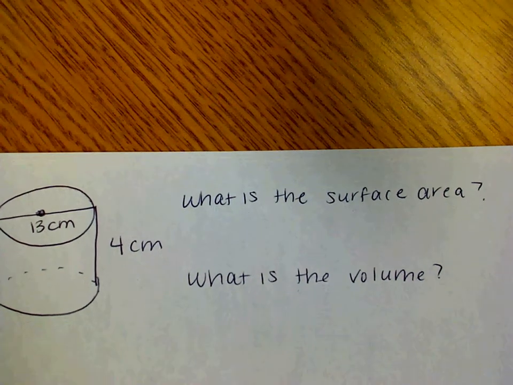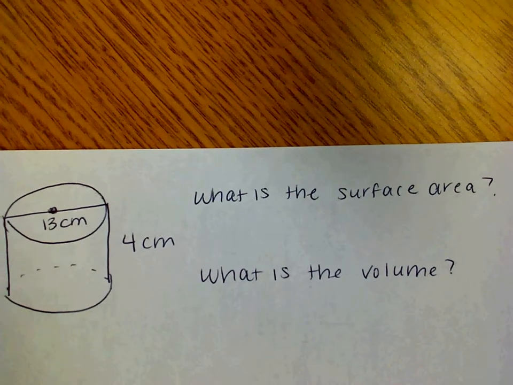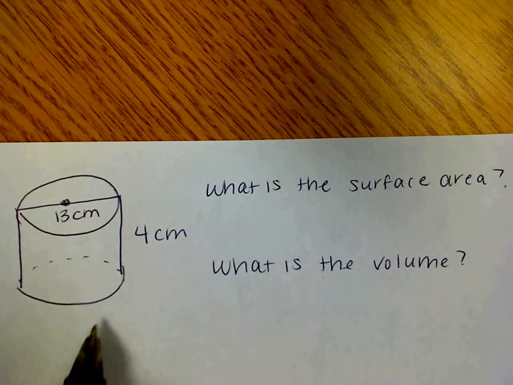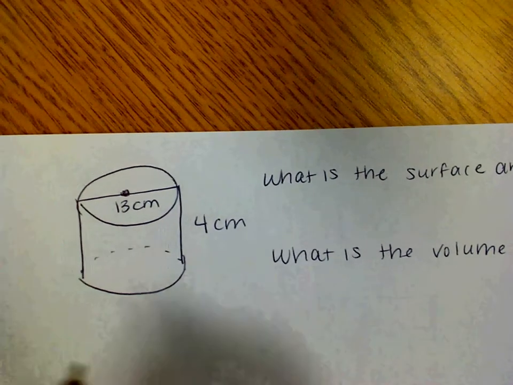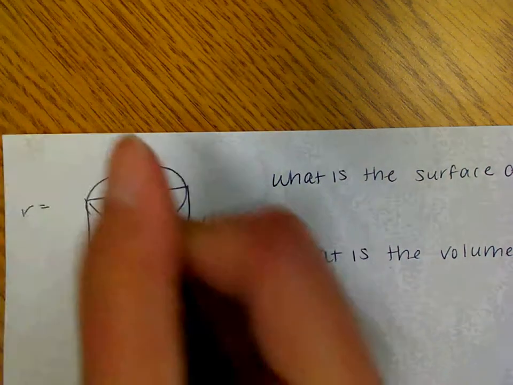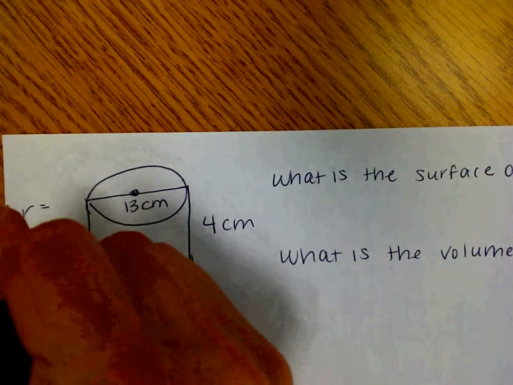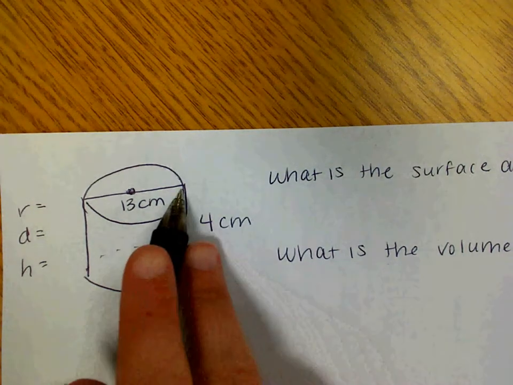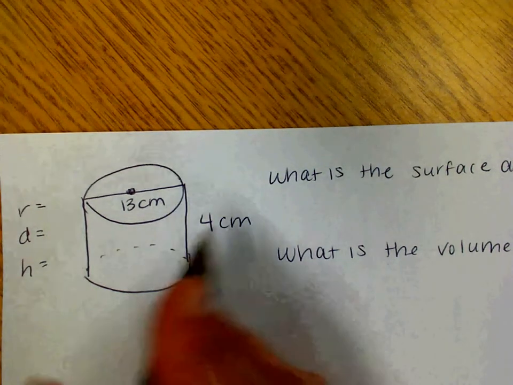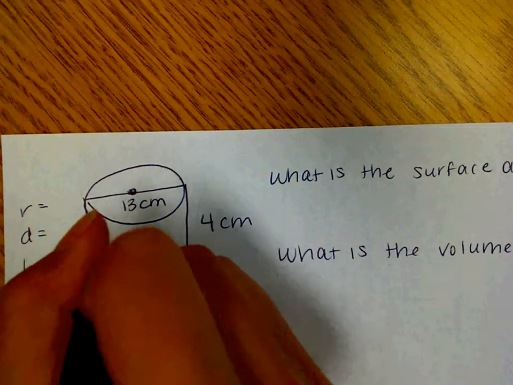Today we're going to practice finding the surface area and volume of cylinders. The first thing that you always do is you try and figure out what is your radius, diameter, and height. So to the side here, I'm going to write R, D, and H. The height is fairly easy to determine. The height is the up and down value here, which is 4 centimeters.